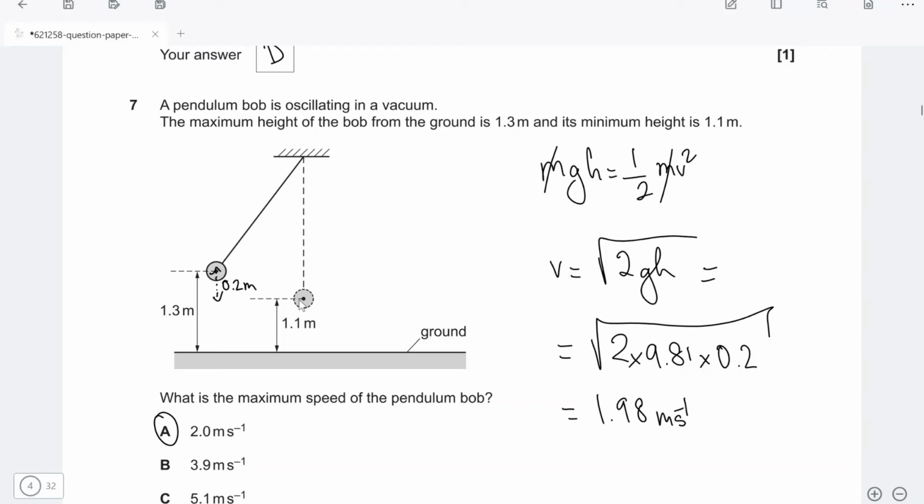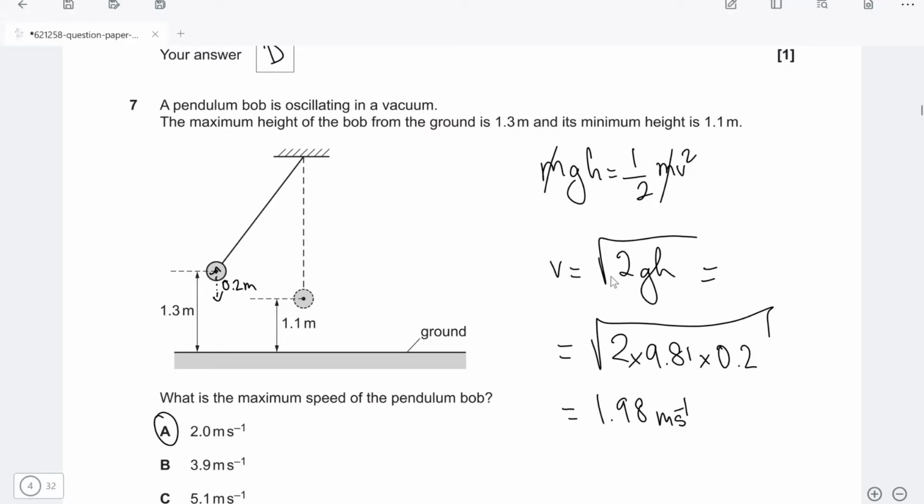Well, the maximum speed occurs here, and the easiest way is to calculate the gravitational potential energy with respect to that point. Now, because the pendulum is going from 1.3 to 1.1, it's not going all the way down to the ground, the gravitational potential energy will be given by the height being 0.2 meters. So what I've done here is I've set the potential energy equal to the kinetic energy, mgh is equal to half mv squared. Notice that the masses cancel out.